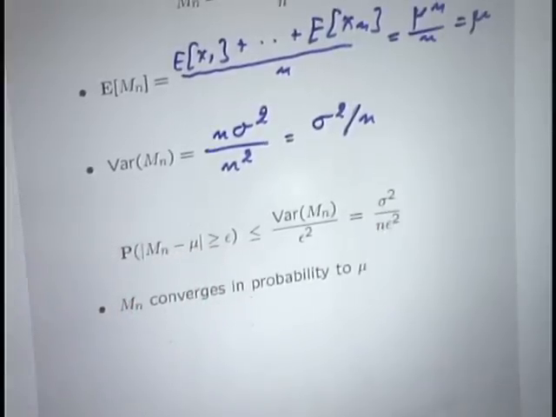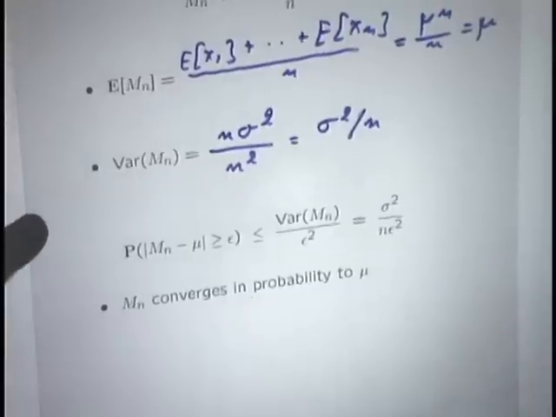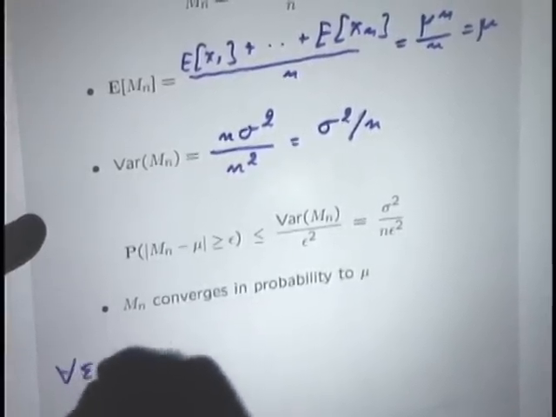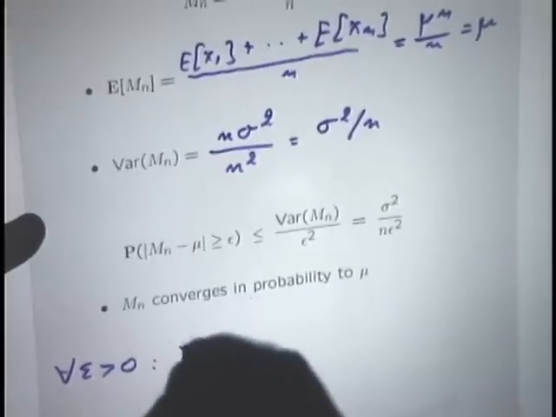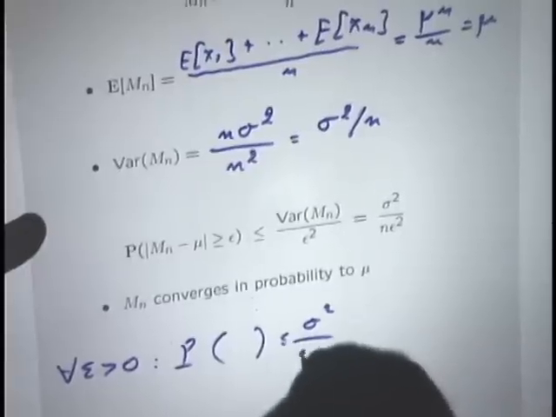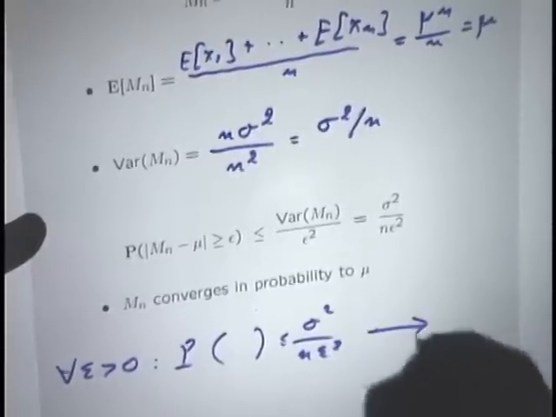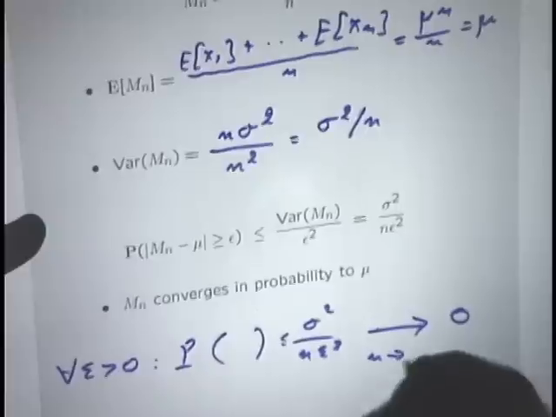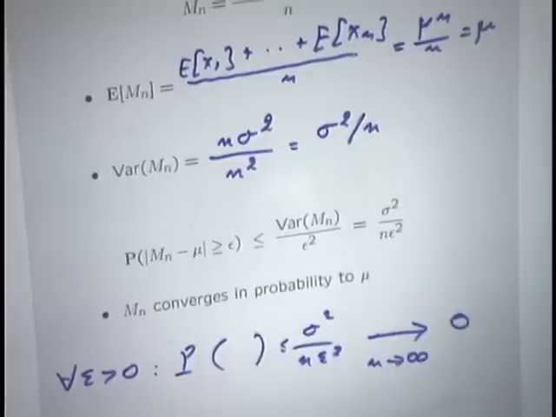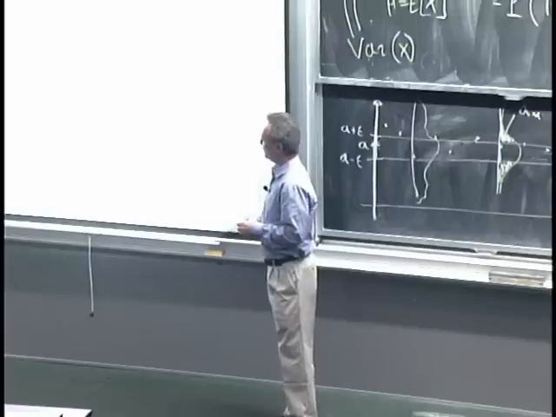So what does this expression do? For any given n, for any given epsilon, if I fix epsilon, then this probability, which is less than sigma squared over n epsilon squared, converges to 0 as n goes to infinity. And this is just the definition of convergence in probability.